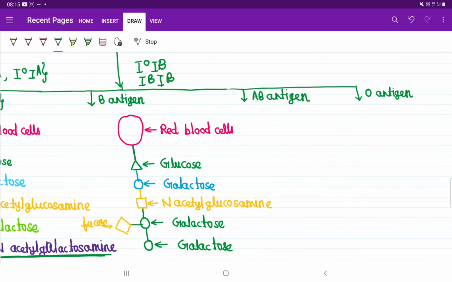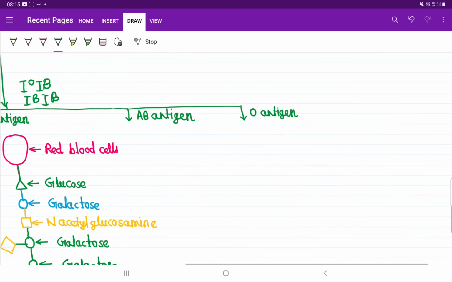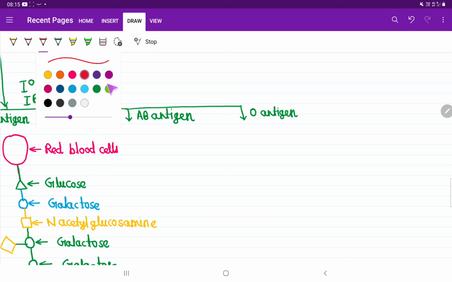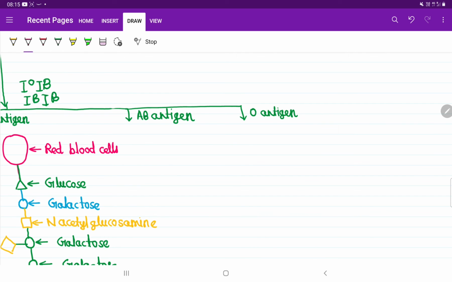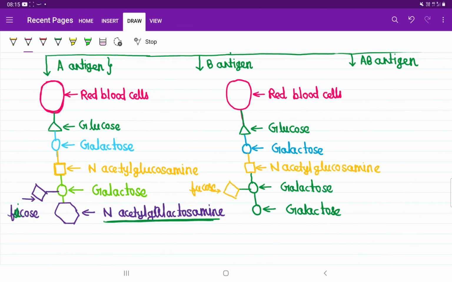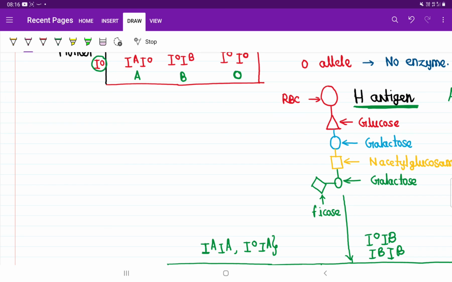Those who have AB have both A antigen and B antigen. And those who have O blood group, in their blood the H antigen will remain. So remember, if it is asked categorically, you have to tell that in O blood group H antigen is present.